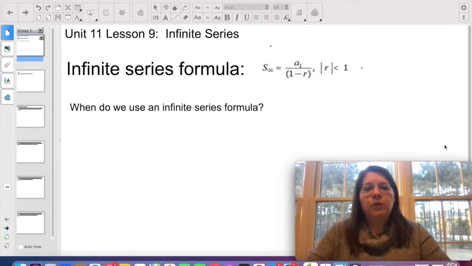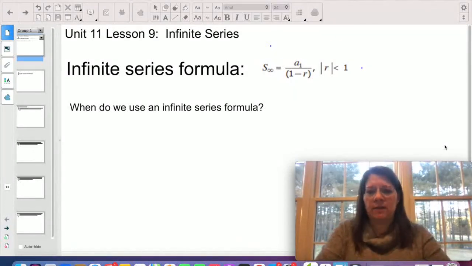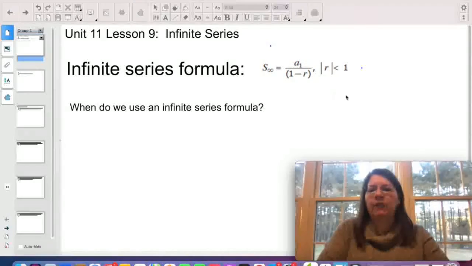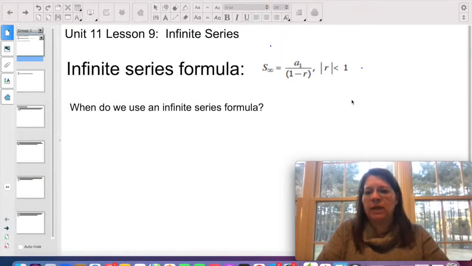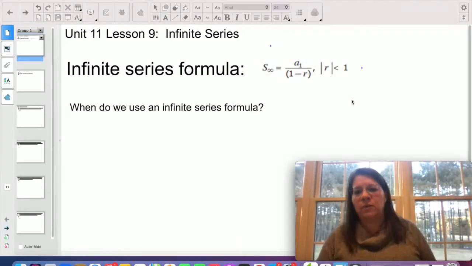This is Algebra 2, Unit 11, Lesson 9, and this is on infinite series. We've talked about sequences and we've talked about series, but we haven't talked about infinite series yet. And in this section, we're going to talk about series that go on forever, but in actuality, they do end up stopping at some point. And they are very specific situations when this happens.